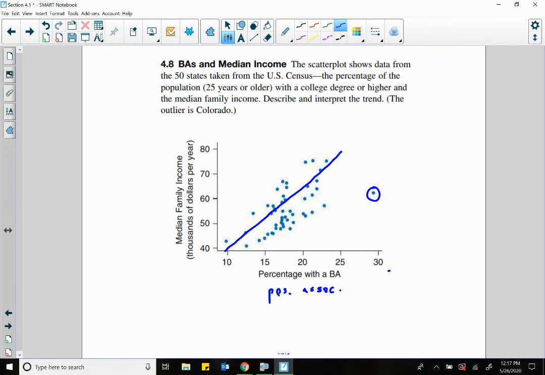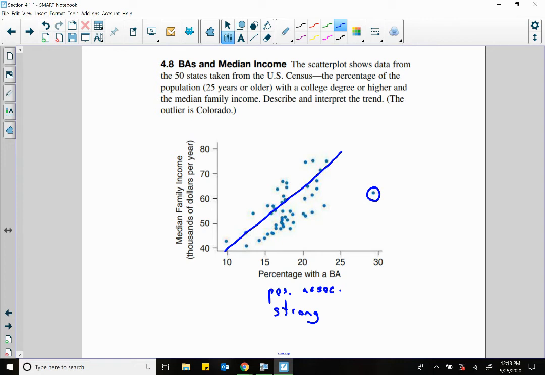Strength right now is pretty subjective. Again, when we get into 4.2, we'll be able to talk about strength a little bit more and put a number behind it, an actual measure. But right now, strength is pretty subjective. So when I look at this, I would say I think it's strong, but it's not very strong, because as we move out a little bit more, we get a little bit more scatter. So I think it is a strong relationship, but not like the strongest it could be.